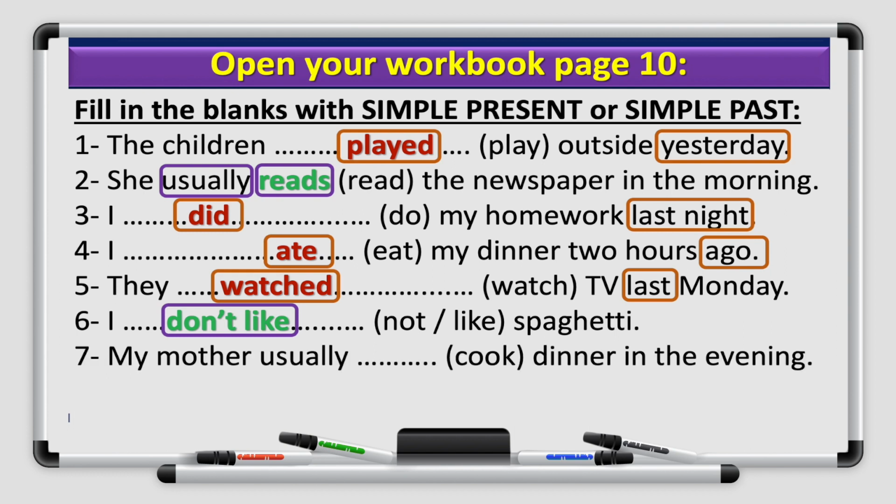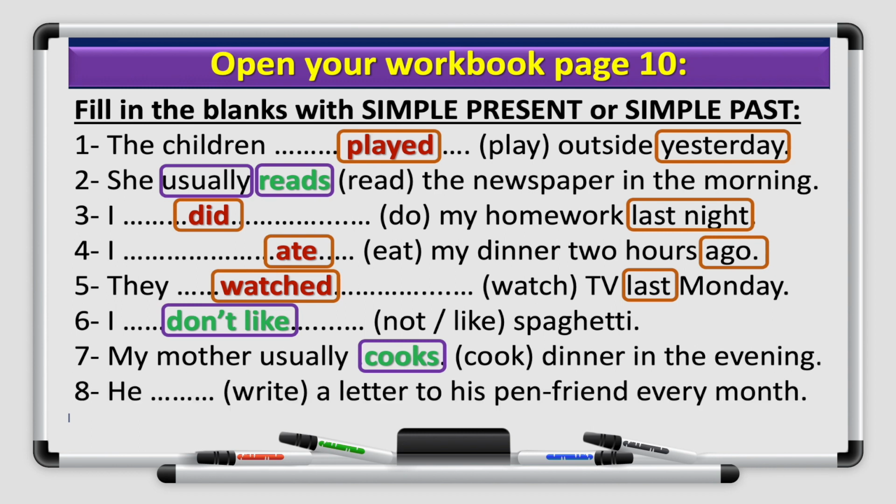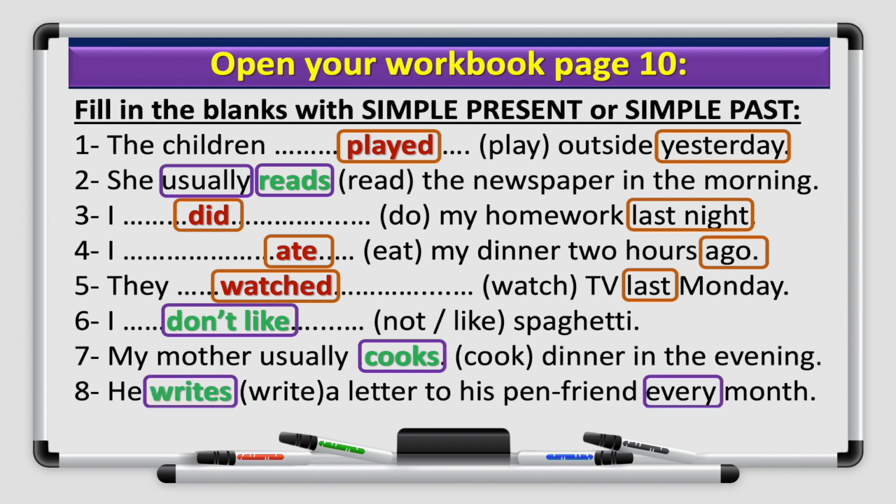Number 7. My mother usually cook dinner in the evening. Something done regularly. We have the keyword usually. So my mother usually cooks. Why did I add an S? A third person singular. My mother. Number 8. He writes a letter to his pen friend every month. He does this on a regular basis. So it's the present simple tense. He writes a letter to his pen friend every month.